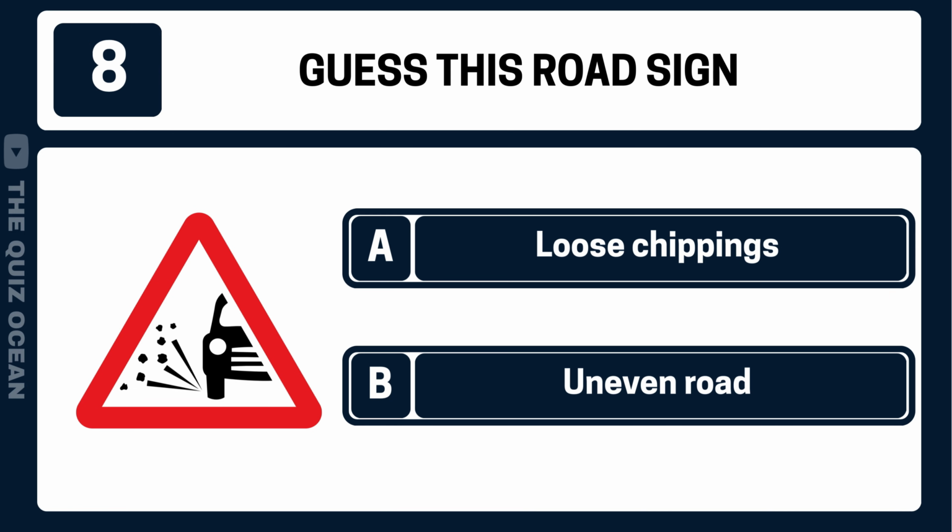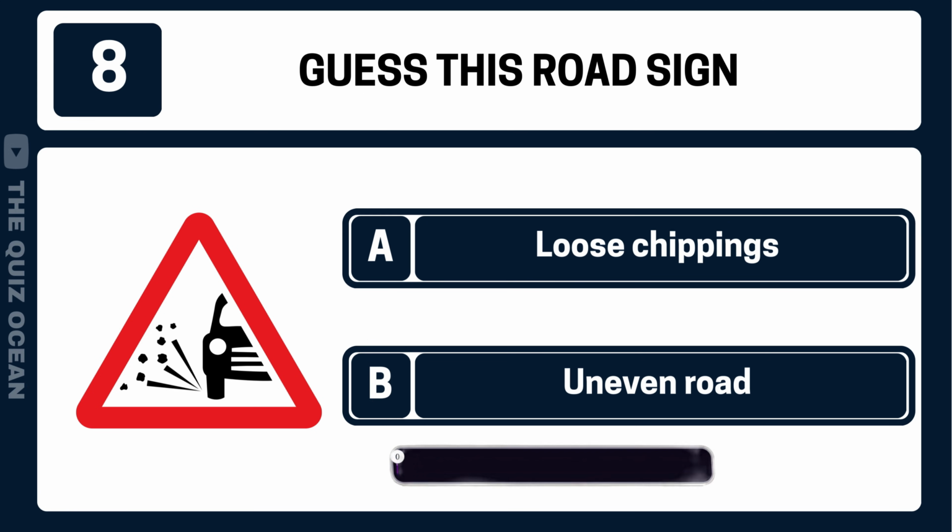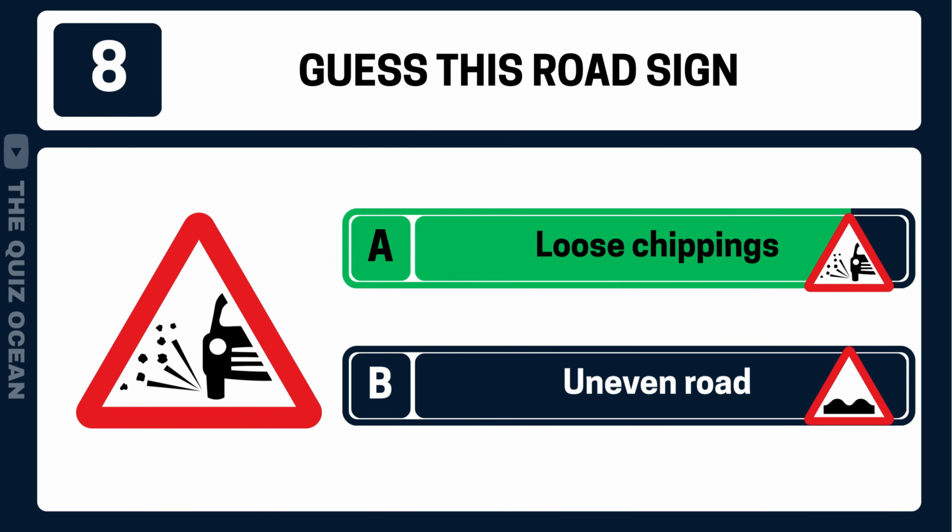This road sign is A. Loose chippings. B. Uneven road. Well spotted. This is the loose chippings warning sign.